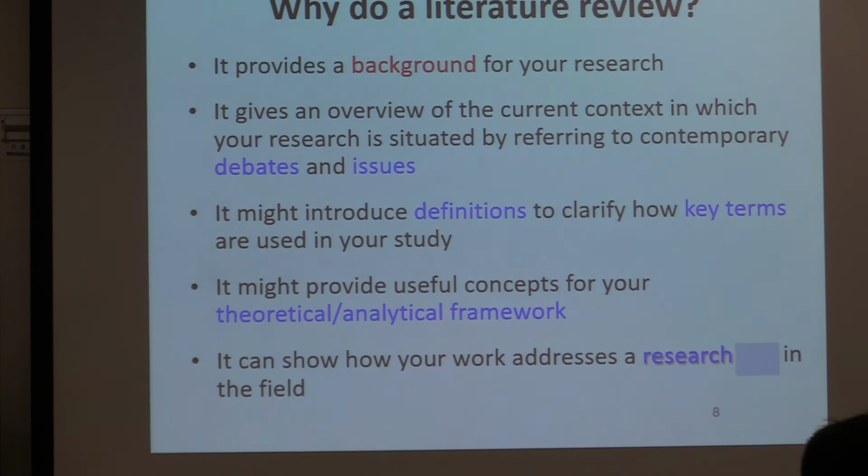So doing a literature review can show how your work addresses what? This is very easy: a research gap in the field. That's right. Sometimes you have to frame it to be a research gap. You have to find a research gap by yourself. You don't need to wait for other people to tell you this is a research gap. The chances would be very slim, right? You have to make a research gap. By doing a literature review, you make a research gap. You need lots of skills, right?